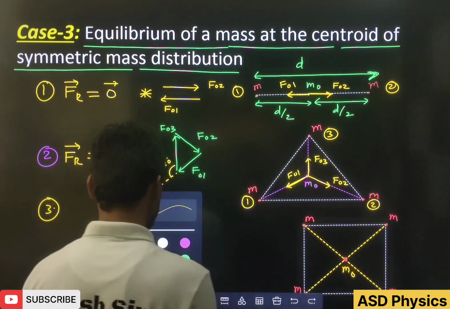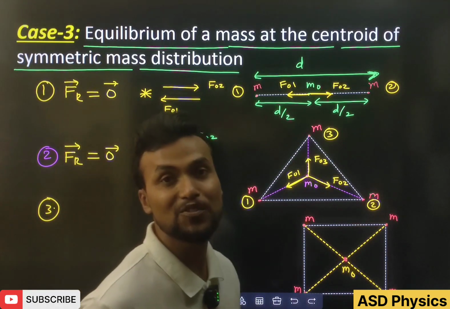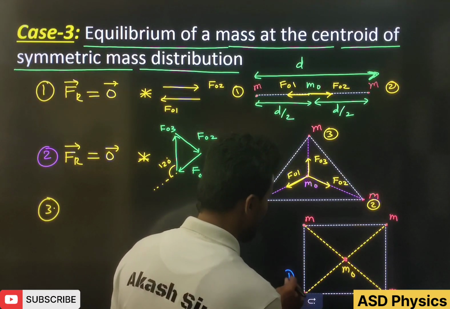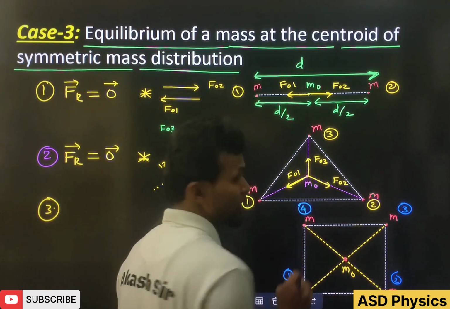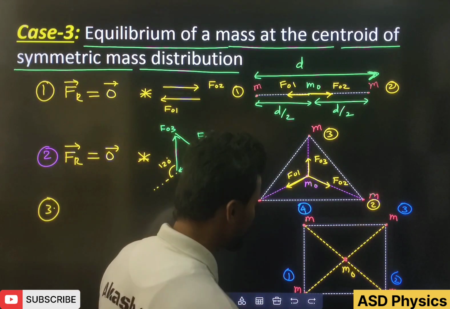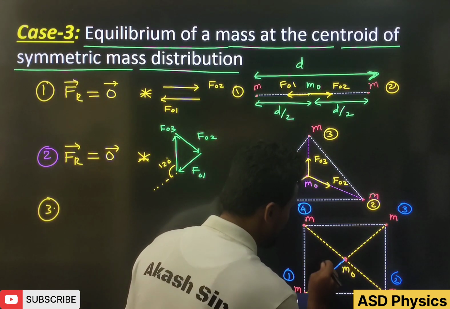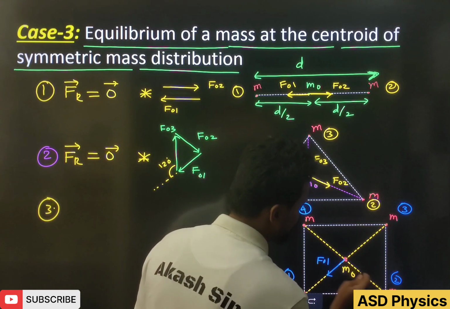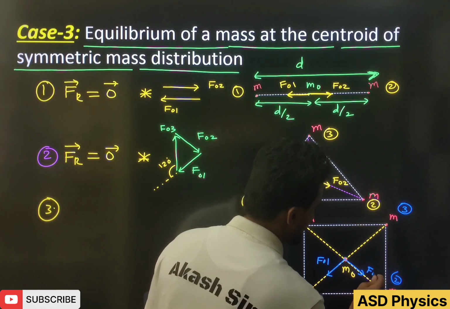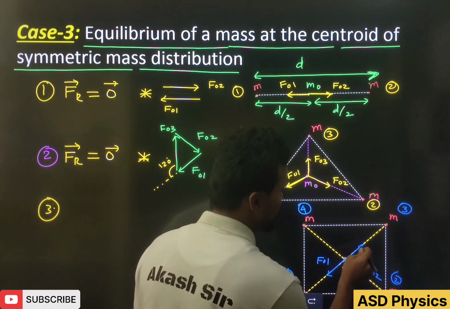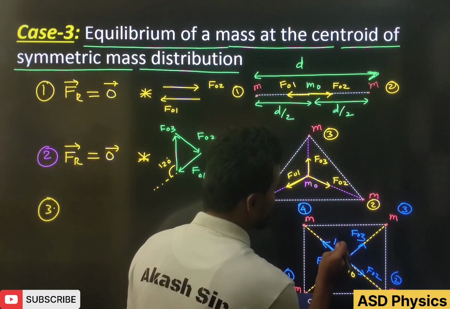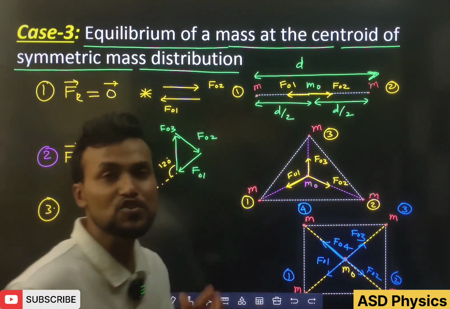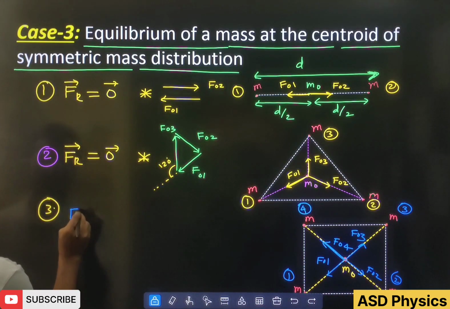mass m0, how many forces will this experience? How many forces, students, here? 4 forces. So see, this is 1, this is 2, this is 3, and this is 4. Let's draw the forces. One force in this direction, F01, due to 2, this will become F02, due to 3, F03, and due to 4, F04. So students, in this situation, again, what is the resultant force?